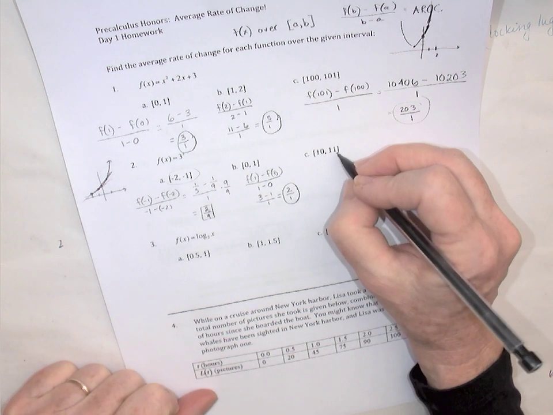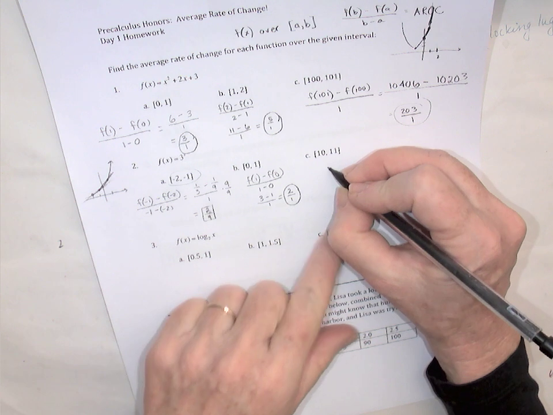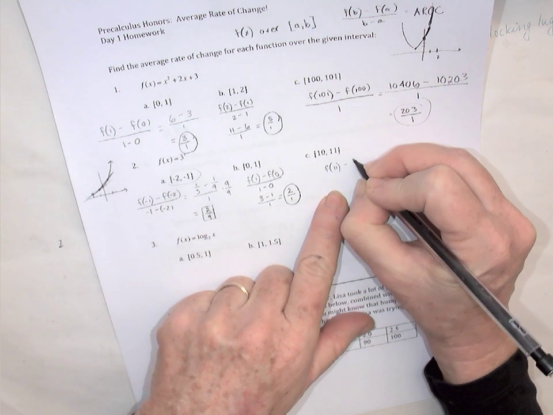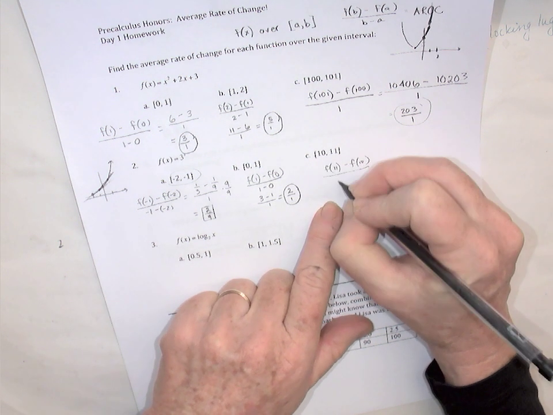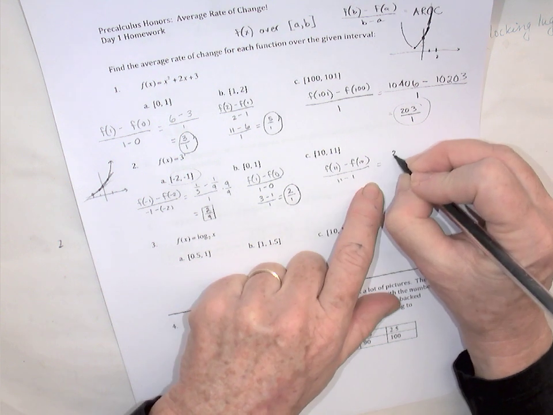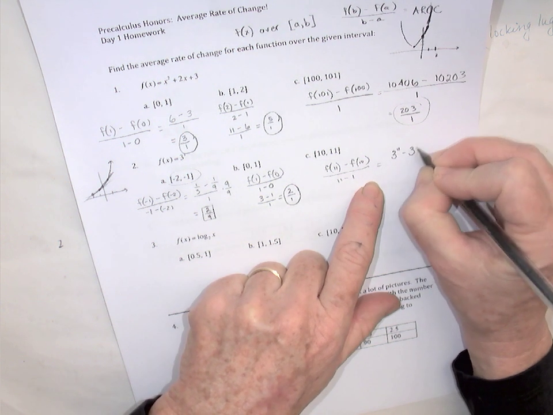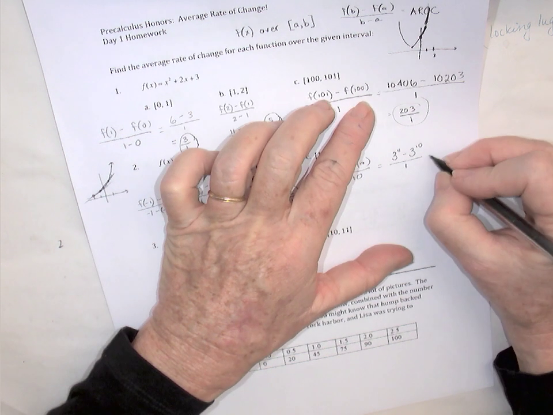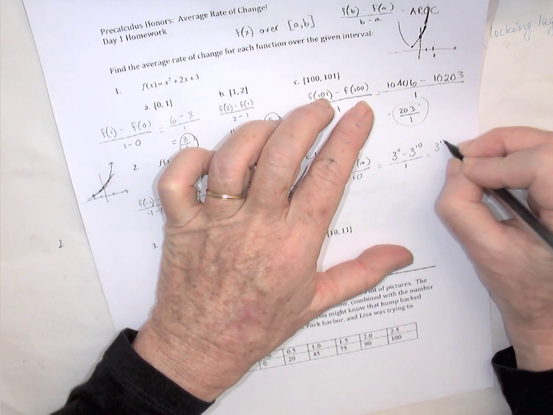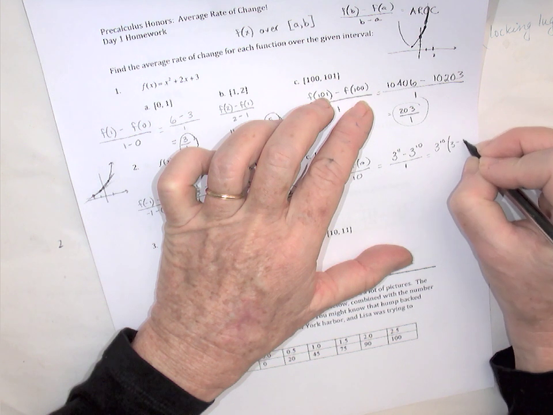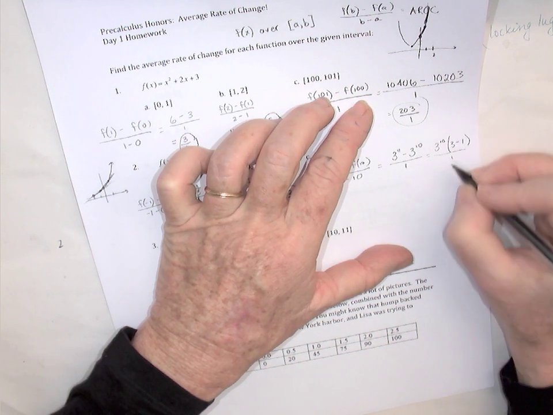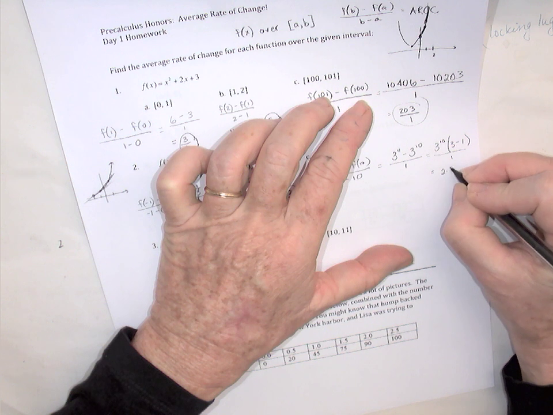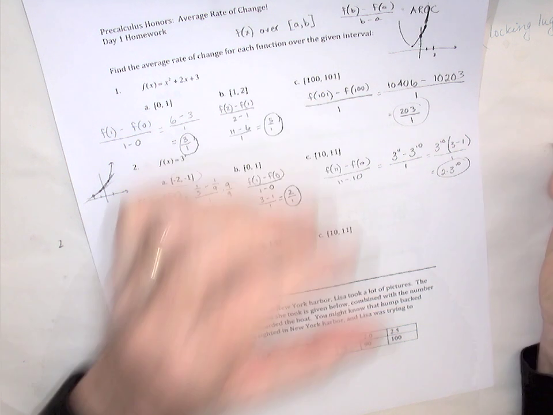And when I go to 10 to 11, this is going to be huge, so I know I'm going to have f of 11 minus f of 10 over 11 minus 10, which is 3 to the 11th minus 3 to the 10th, all over 1. I'm going to factor out a 3 to the 10th, and that's going to leave me with 3 minus 1 over 1. So basically, this is 2 times 3 to the 10th, which is a really big number.